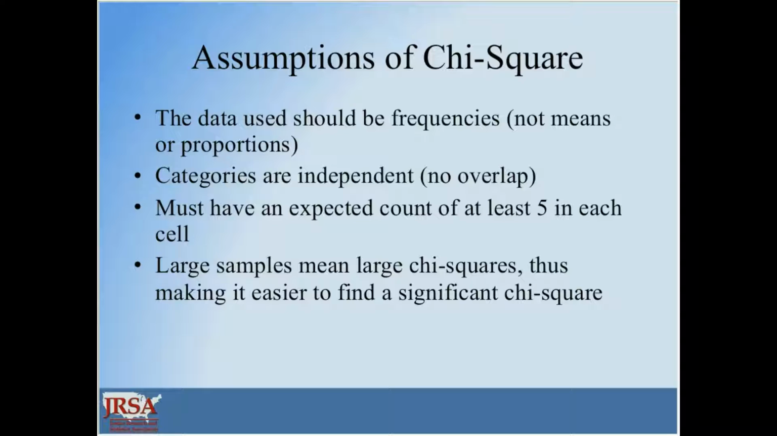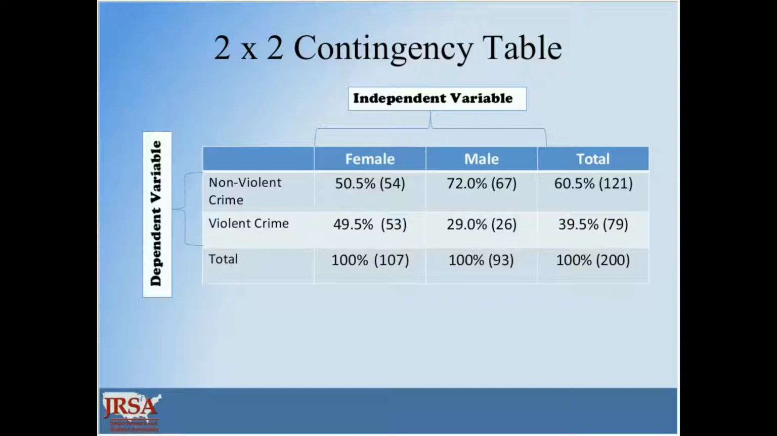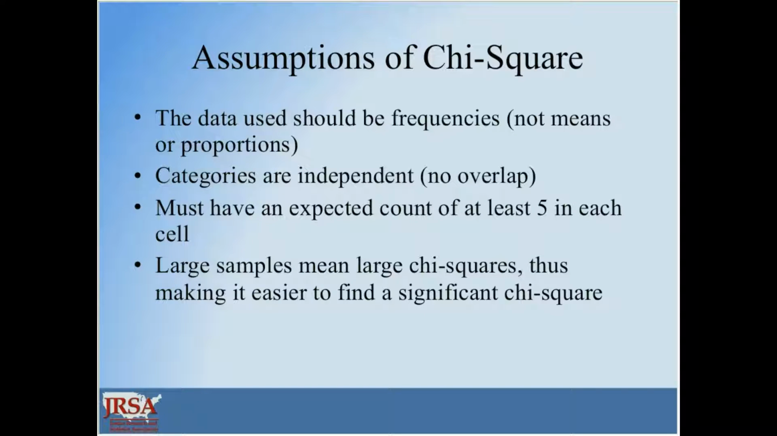Assumptions of chi-square. The data used should be frequencies, not means or proportions. Categories are independent and they do not overlap. You must have an expected count of at least 5 in each cell, 5 cases in each cell. So if we go back to our prior slide, we can see that that is not a problem. We have 54, 53, 67, and 26. Also, large samples mean large chi-squares, thus making it easier to find a significant chi-square. Sample size in this case matters when using the chi-square statistic.